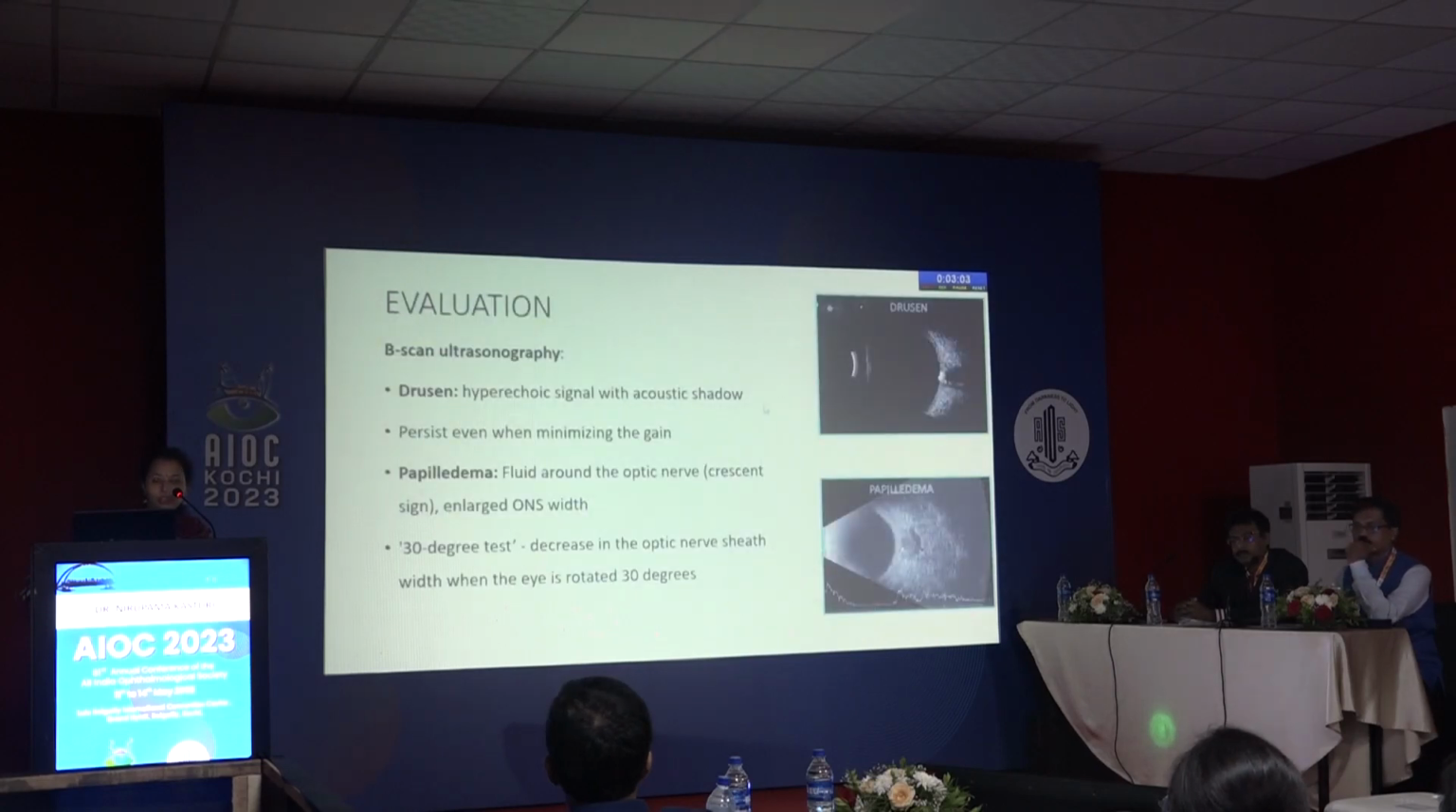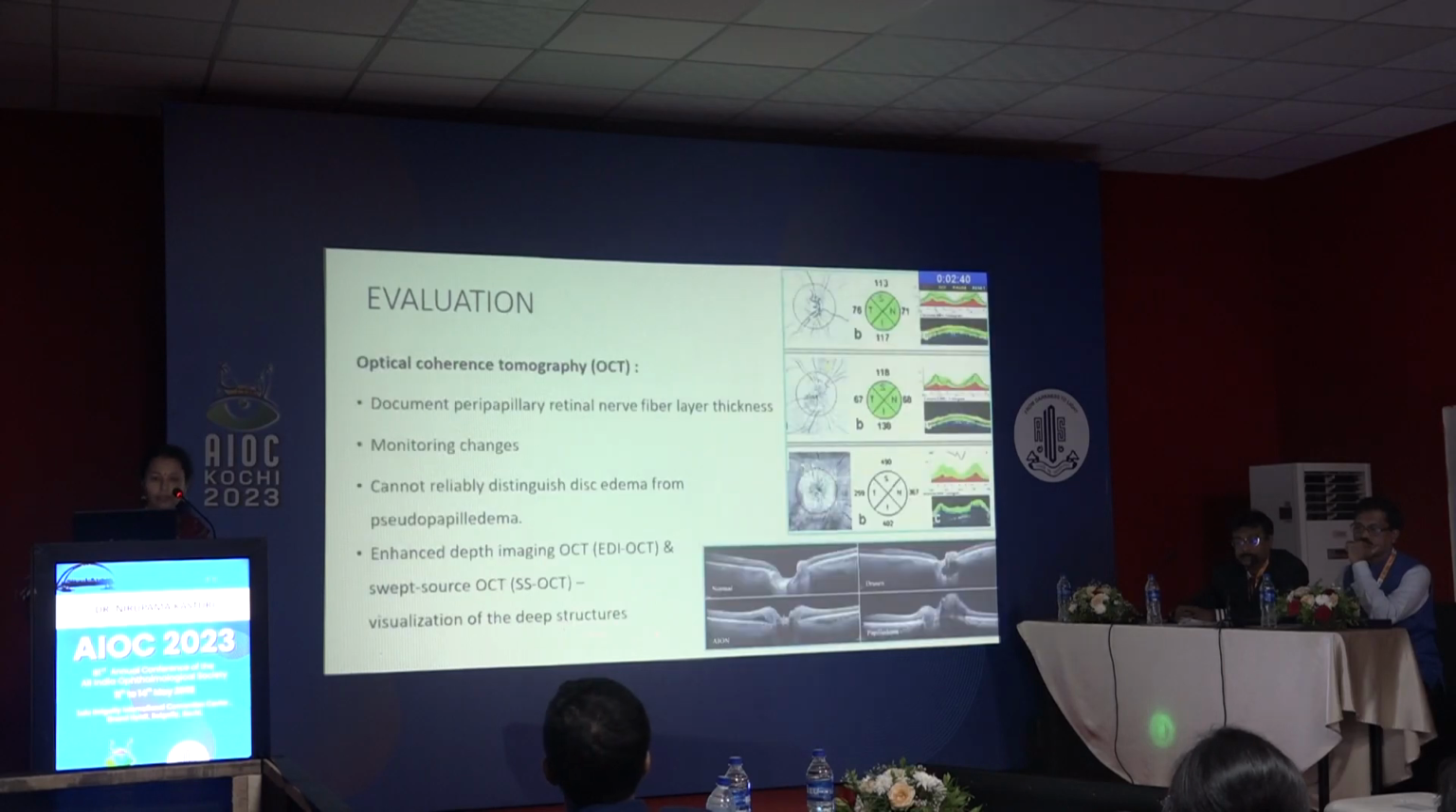The B scan is also a very simple tool to differentiate the pseudopapilledema due to optic disc drusen, where the calcification is seen with acoustic shadow. And in true papilledema, you will also see a crescent sign because of fluid around the optic nerve head, which can be easily picked up on the ultrasound B scan.